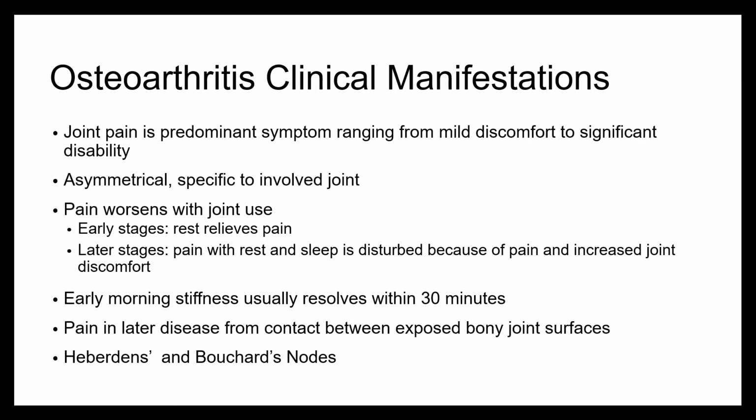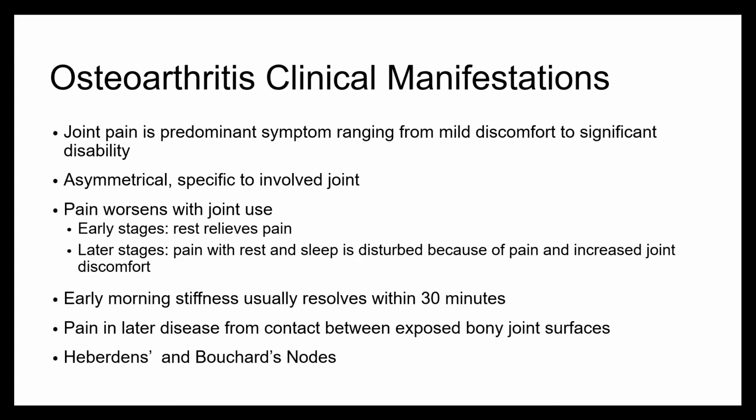The pain that becomes more frequent, associated with advanced osteoarthritis, occurs because of the contact that is created between the exposed bony joint surfaces. So what we have as the disease advances is actually bone on bone. This creates a significant increase in the patient's pain. It also creates what is known as crepitation, and crepitation is a crackling or grating sound that is caused by those bones rubbing together.